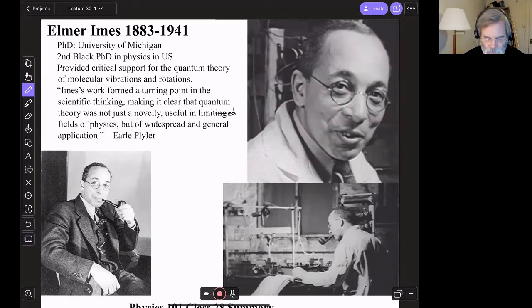So our guest scientist today is Elmer Eames, who received his PhD from the University of Michigan, and he was the second Black person to receive a PhD in physics in the United States. His work provided critical support for the quantum theory of molecular vibrations and rotations. And here's a quote from a well-known figure in that field. Eames's work formed a turning point in the scientific thinking, making it clear that quantum theory was not just a novelty useful in limited fields of physics, but of widespread and general application.